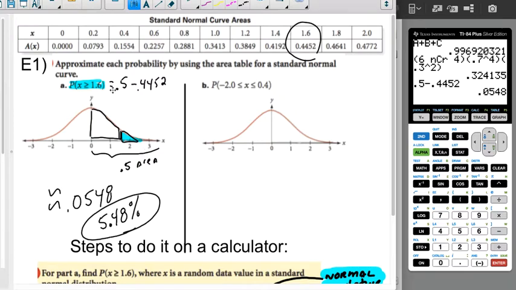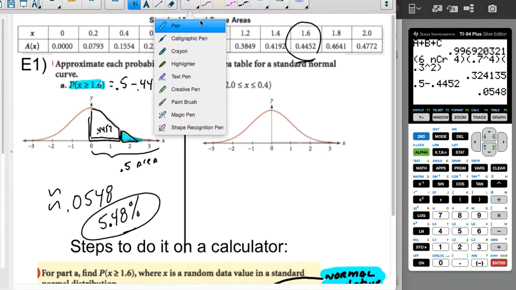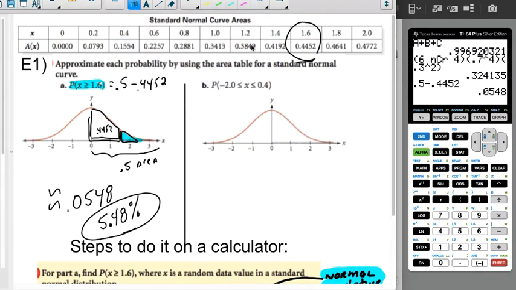Again, what's happening is I know the entire area on the right side of the mean should be 0.5 because the whole area under the curve is 1. And I know that from 0 to 1.6 took up this much space right here, which was 0.4452. So this must be the space that's left over. It also makes sense it's a pretty small percentage because as you get to the tail ends on either side of a normal curve, you're getting much lower probabilities. We'll talk about how to do this on a calculator in a sec. So let's go ahead and do this one.